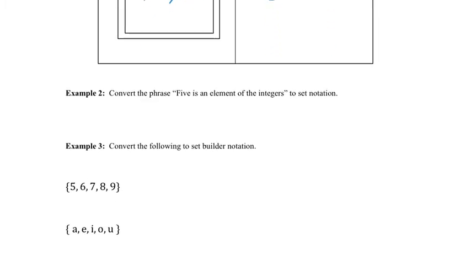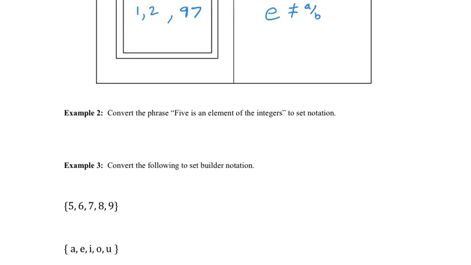Okay, let's do some more practice. So I suggest to pause now and see if you can figure out some of this on your own before I give you the answer. Okay, so if we're going to convert 5 is an element of the integers, what we would write down is the symbol 5 for the number 5, and is an element of, remember that looks like that, and the integers is a boldface Z, like that.